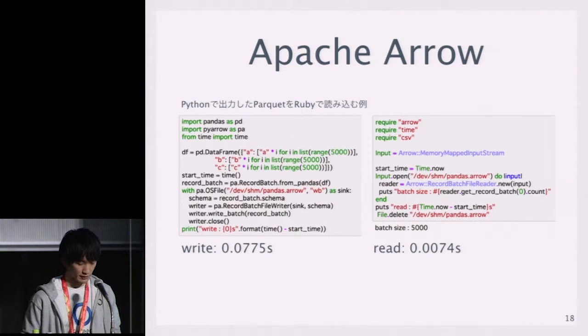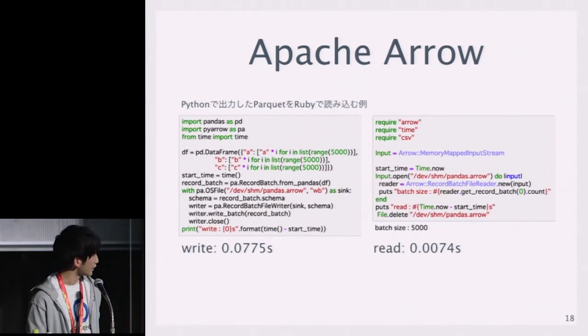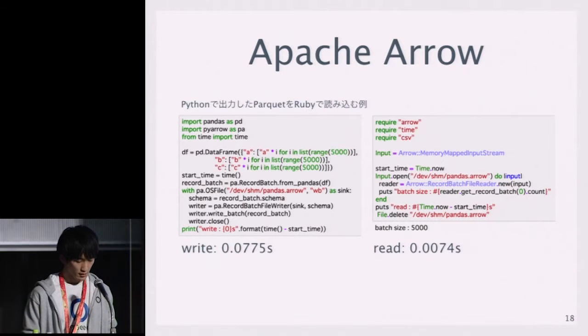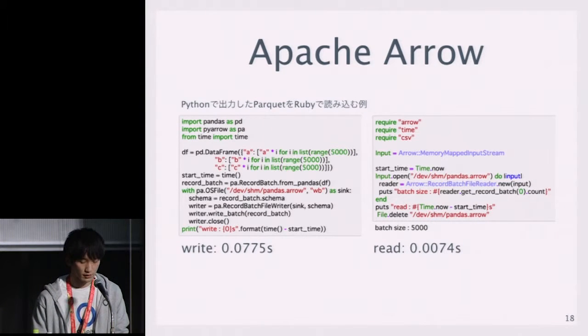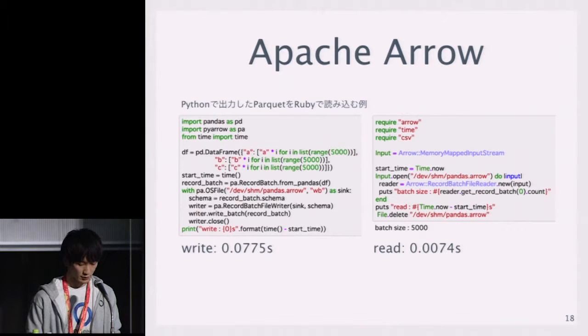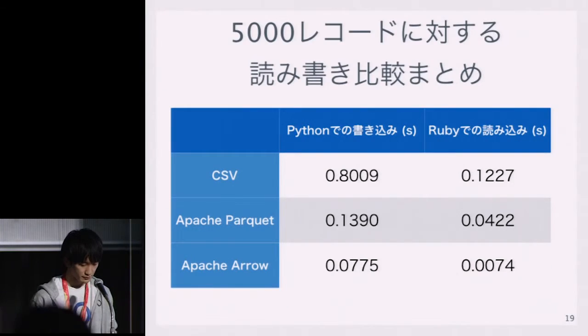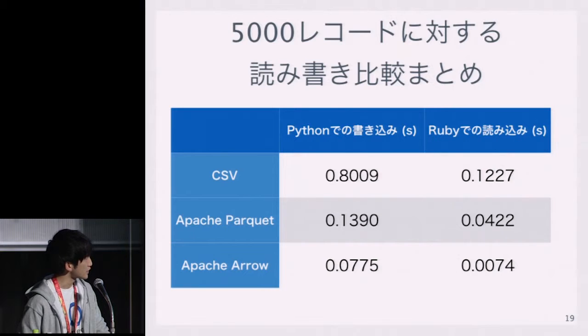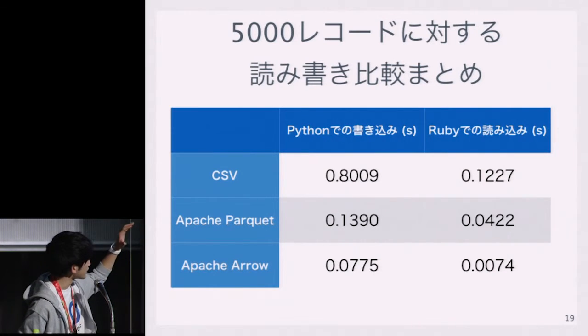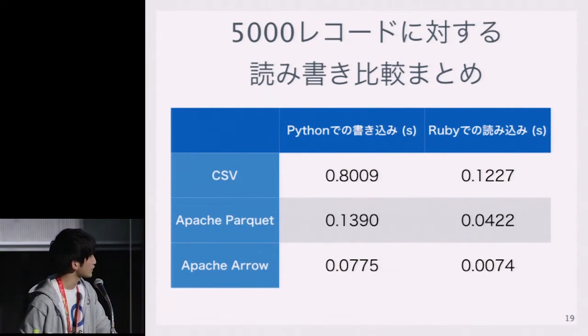So again, I compare the speed. The program is Apache Arrow, and everything else will be the same as before. And the result is writing is 0.07 second, and reading is 0.007. And CSV, Parquet, Arrow, we compared in the summary on the next page. This table shows CSV and Parquet and Arrow. And as you go down, the speed will increase.